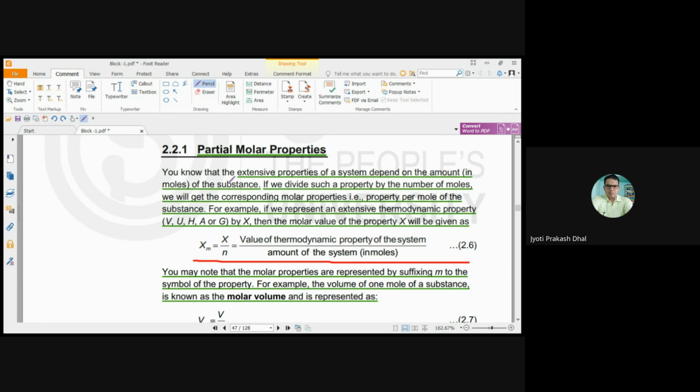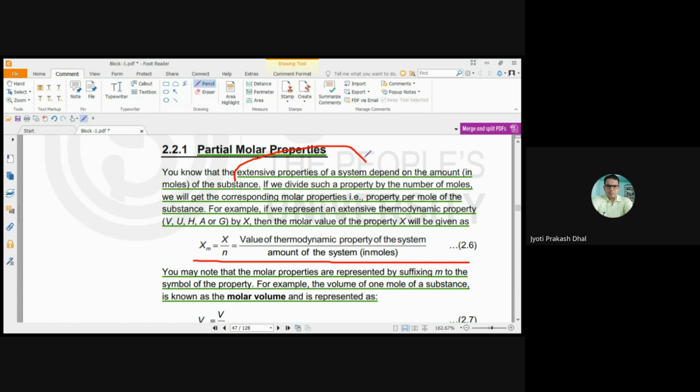So partial molar properties are considered for the extensive properties of a system. We know that all thermodynamic properties are divided into two types. The first one is intensive properties, and the second one is extensive properties. So first you should know what an intensive property is. The properties which are independent of the amount of substance present in the system are known as intensive properties. For example, temperature, pressure, refractive index, magnetic moment, dipole moment, all these are intensive properties.